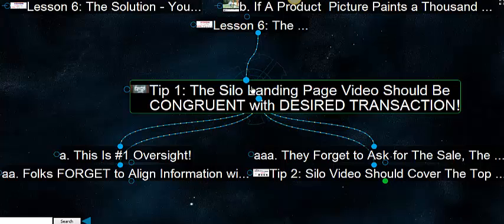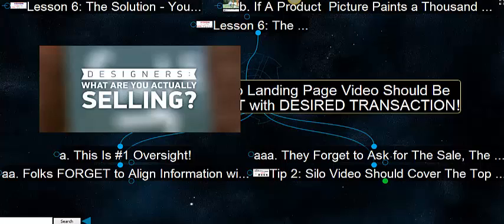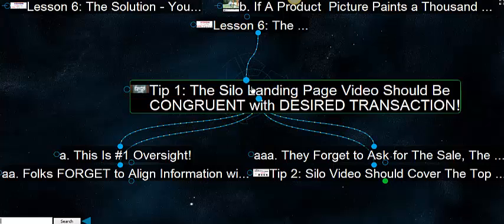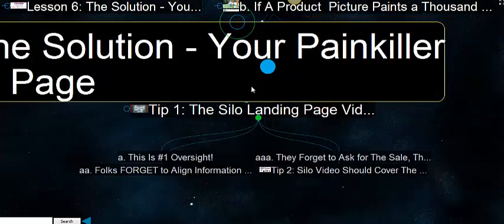Tip 1 is the silo landing page video should be congruent with desired action. Okay? What the heck are you selling? Don't forget that. When you're talking, don't forget. Even when Robert made his Skeeter vac thing, he knew what he was selling. He was selling the Skeeter vac. When you're doing product videos, it's a little hard to forget what you're selling. But sometimes when you're selling abstracts, especially when you're selling consulting or you're a coach, you're going to forget what you're selling, and you're going to offer a bunch of free advice, and it's interesting but incomplete. Okay? Don't forget that. Interesting but incomplete.